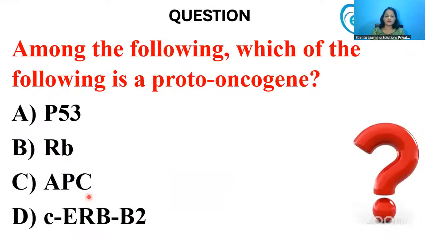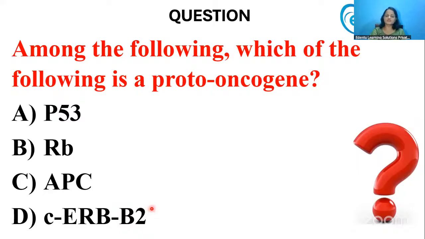Okay. So next question. Which of the following is a proto-oncogene? We had already discussed oncogenes, tumor suppressor genes, and genes that are regulating apoptosis. So this primitive type or the inactivated oncogene is called the proto-oncogene. Which of the following here is a proto-oncogene they are asking? Is it P53, RB, APC or CERBB2?